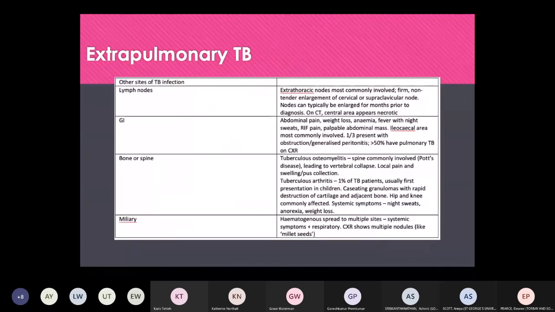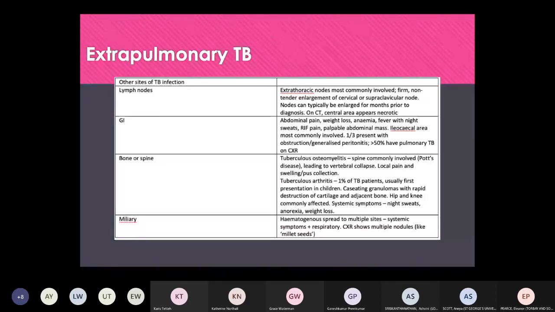And then I said I'd really just briefly go over this. So TB can affect so many different areas in the body. Lymph nodes are very commonly involved, and a sign that you'll often see on a chest X-ray is enlarged mediastinal lymph nodes. But you can also get enlarged cervical or supraclavicular nodes as well.